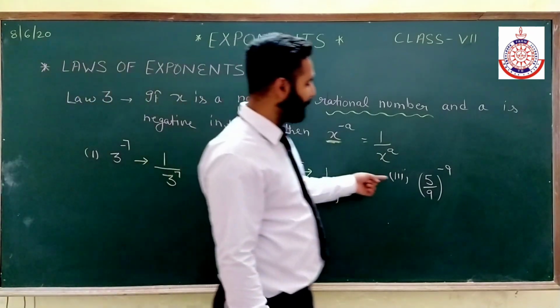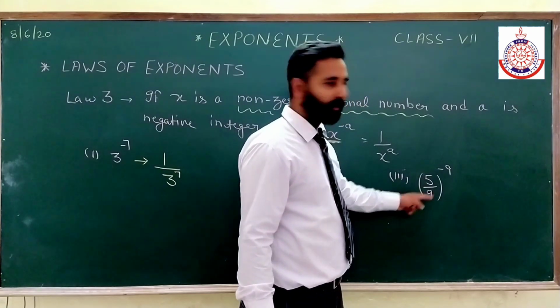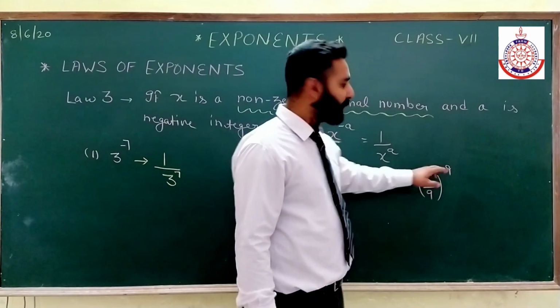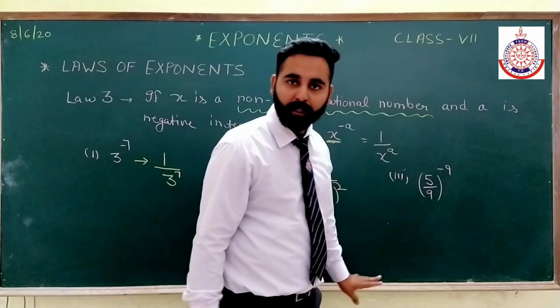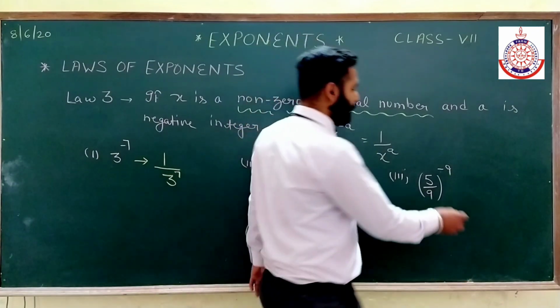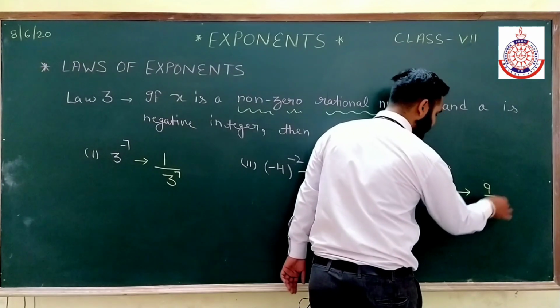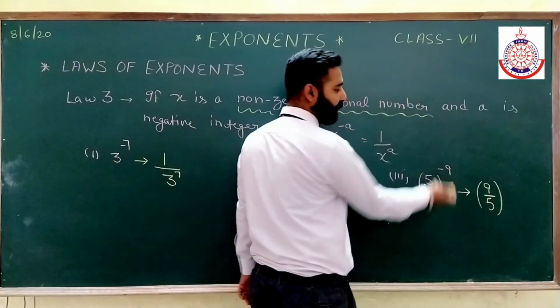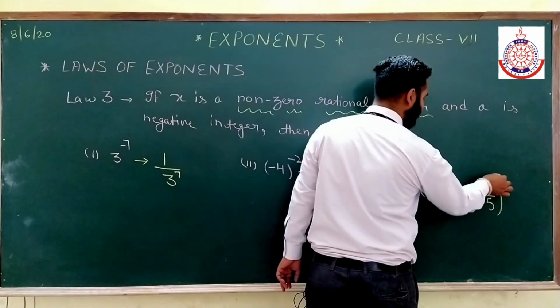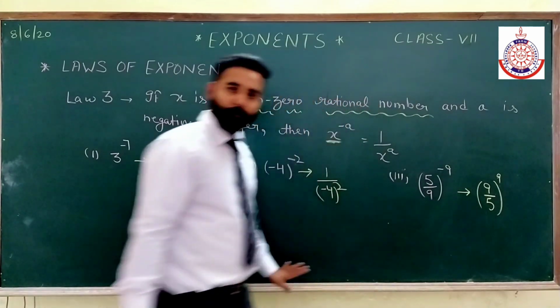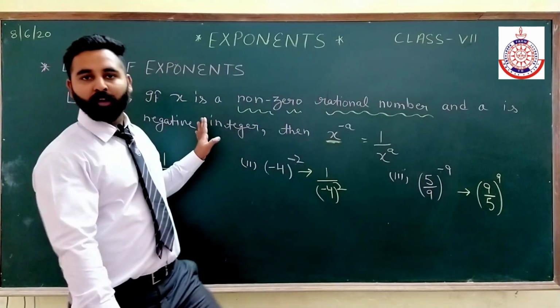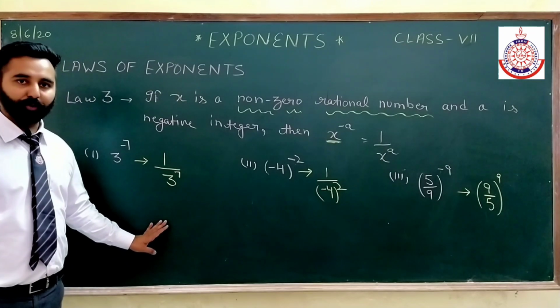Further here, I am having 5 upon 9 raised to power minus 9. So reciprocal of 5 upon 9 will be, yes, 9 upon 5, and sign of minus will be removed, it will become 9 upon 5 raised to power 9. I hope the third law of exponent is clear to you now.